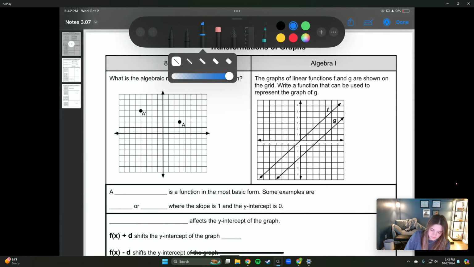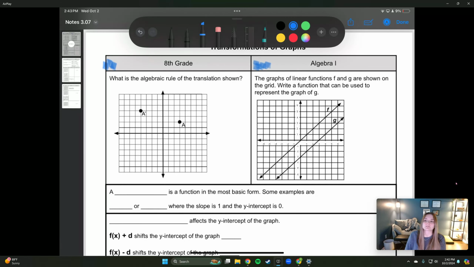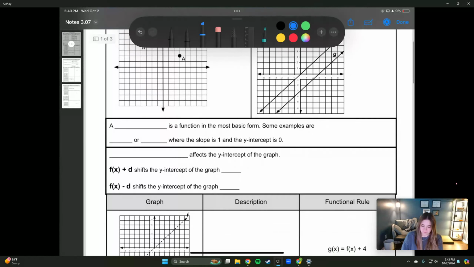Once again, you will do the warm-up on your own, so this one and this one. It's just to get your brain moving and grooving, see what you remember from stuff you've learned before, okay? But let's get started on what we're going to learn that's new.